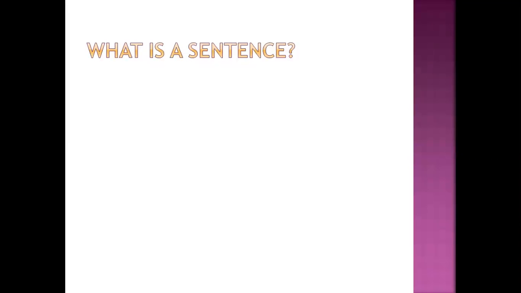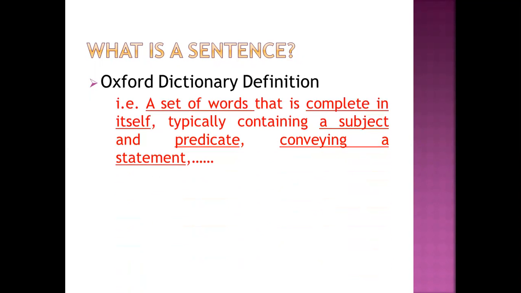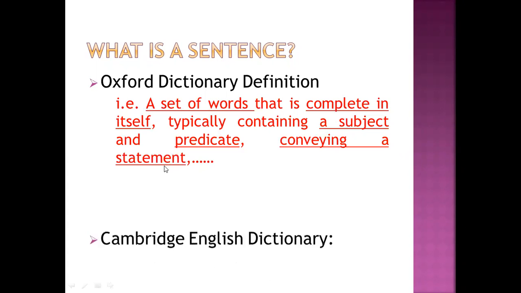So let's start with the definition of a sentence first. According to the Oxford Dictionary definition, a set of words that is complete in itself, typically containing a subject and a predicate, conveying a statement. So the main ideas are: it's a set of words complete in itself, containing a subject and a predicate, conveying a statement.